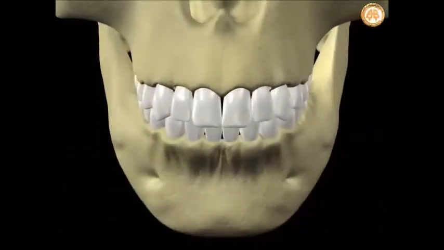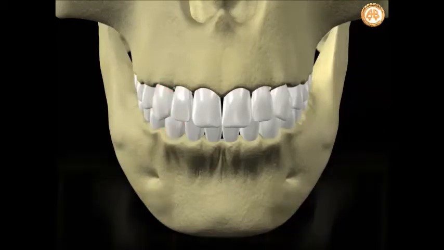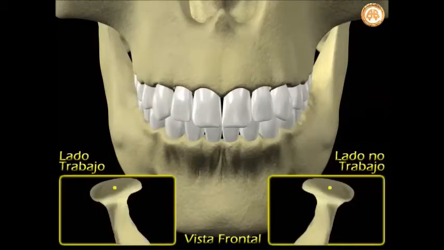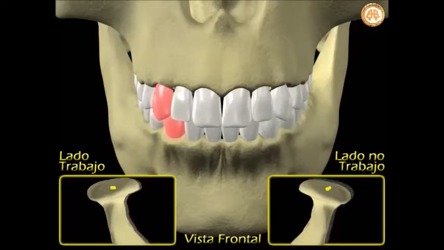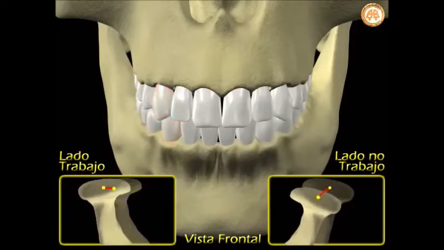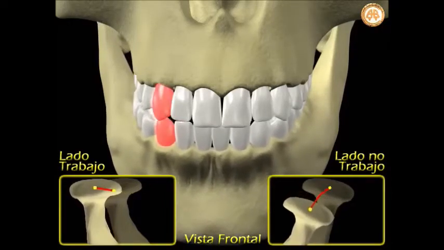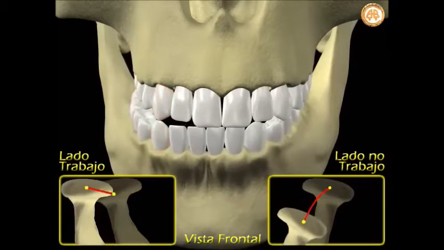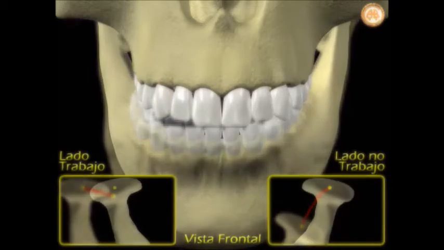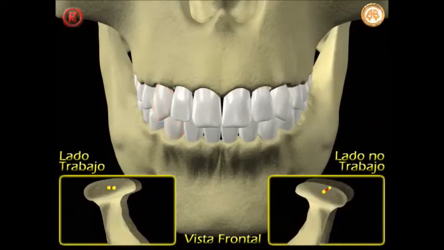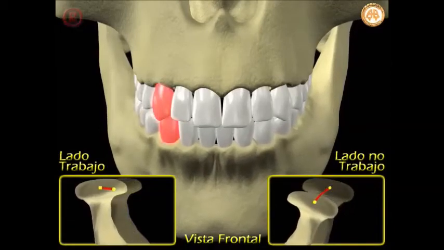If we watch again, we can see that the path taken by the orbiting or non-working side condyle initially has a more medial component than the later movement. The early movement is termed immediate side shift, and the later movement progressive side shift.